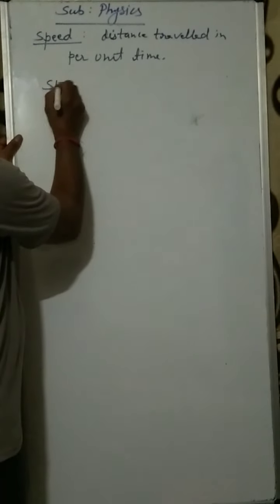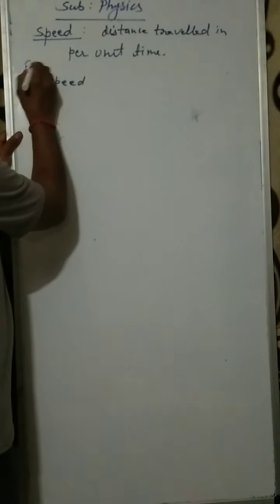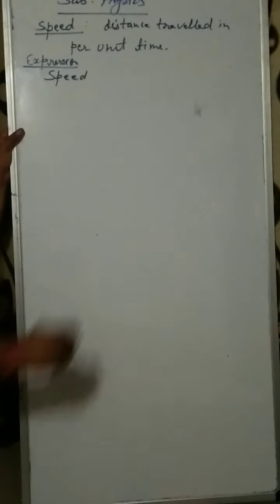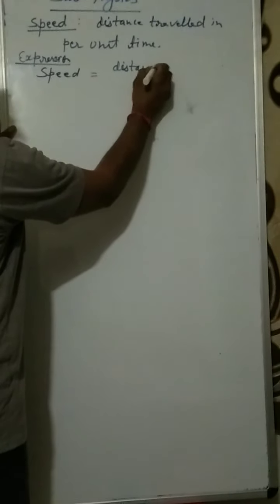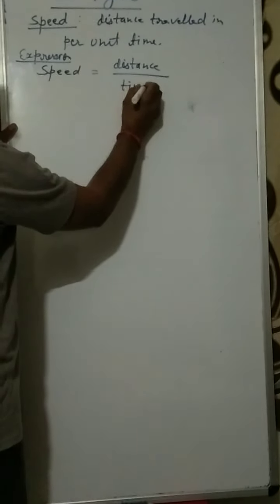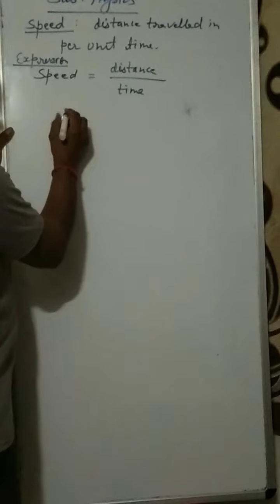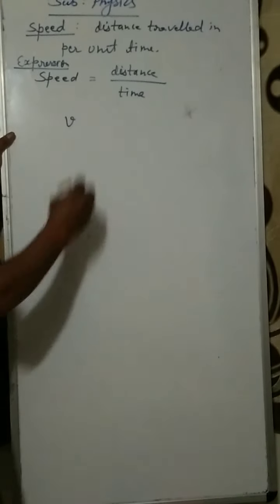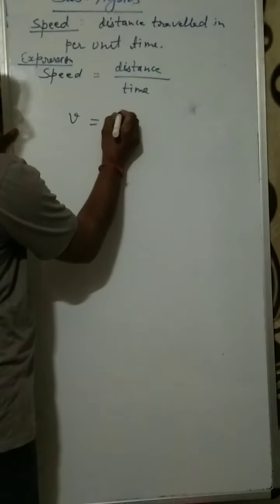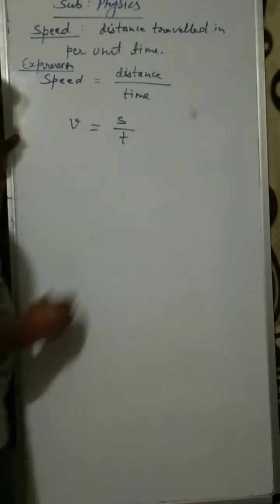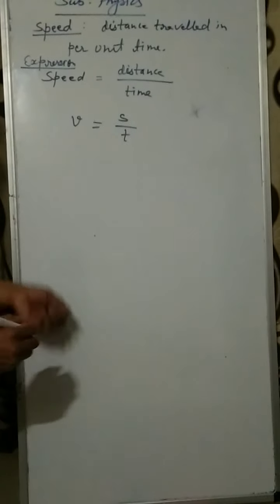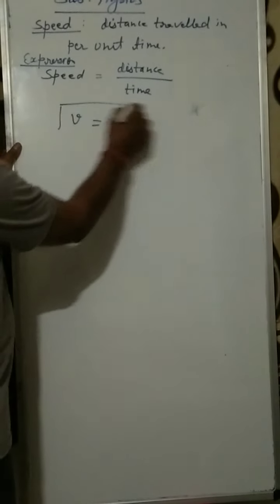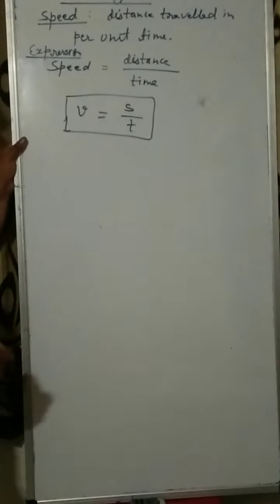So we can take the expression. Expression means formula. The formula of the speed is distance traveled upon time taken. The symbol of speed is taken as small v, equal to distance s upon time t. Small t is the symbol for the time and s for the distance. So this is the expression for the speed, distance upon time.